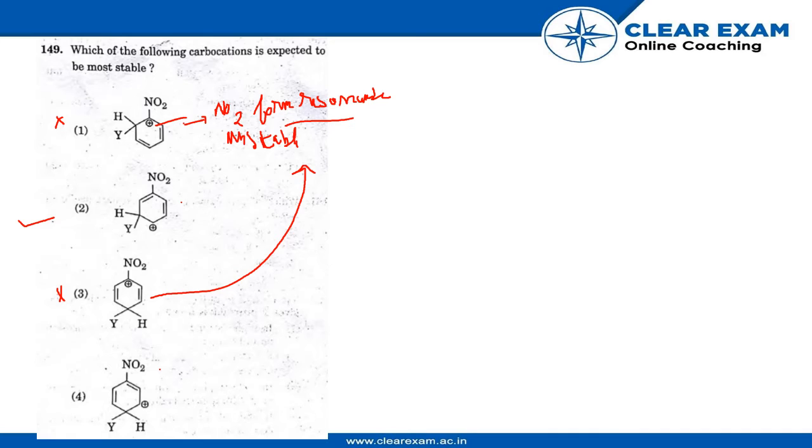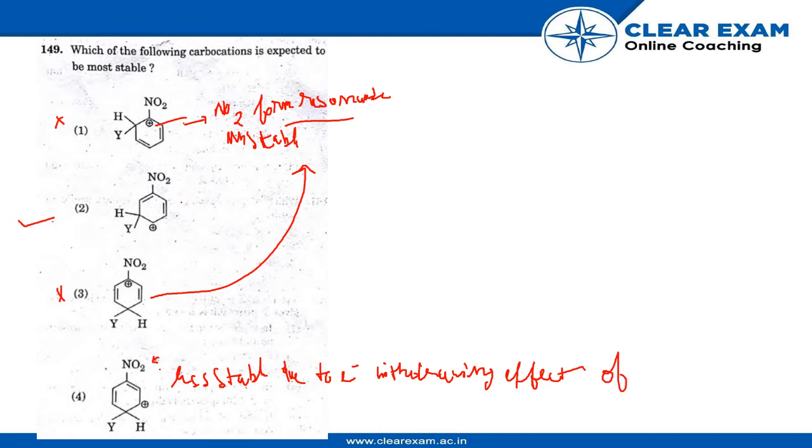Option 4 is stable, but it is less stable due to the electron withdrawing effect of NO2.